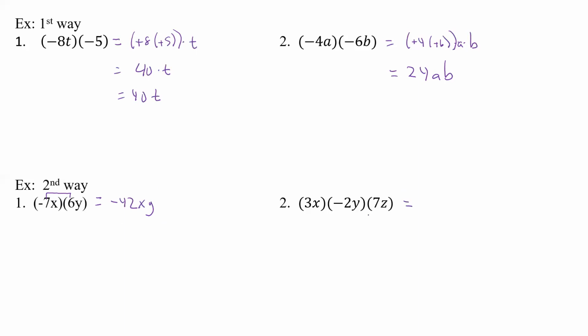And now this one makes it even nicer because now we can take 3 times -2, that's a -6, and then -6 times 7, and well, we get a -42 again, and now we just have x times y times z. So x, y, z. And that would be our answer. And again, one step, we're just taking 3 times -2 is -6, times 7 is -42, and then we can write that. Then x times y times z, and we just write that.